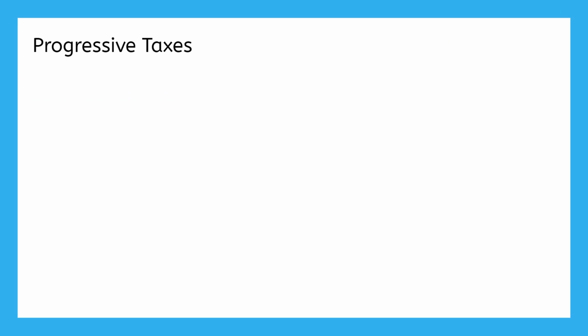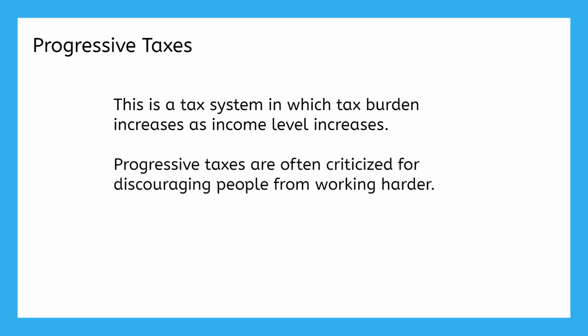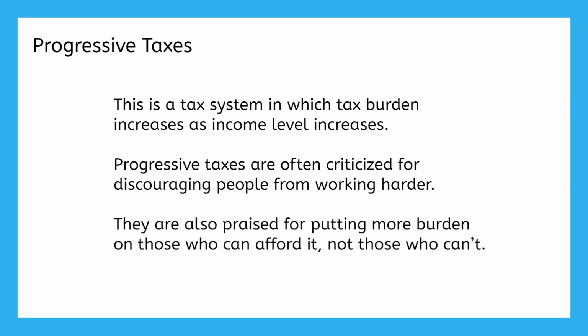The final tax type is a progressive tax. With progressive taxes, tax burden increases as your income does. It's basically the opposite of regressive taxes. Progressive taxes are often criticized for discouraging people from working harder because more income means a higher tax burden. But others praise progressive tax systems for putting more of the burden on those who can afford it instead of those who can't, which was the major criticism of both regressive and proportional taxes.